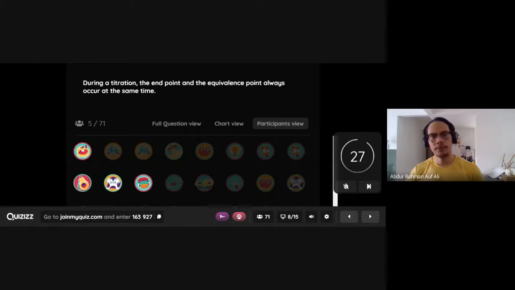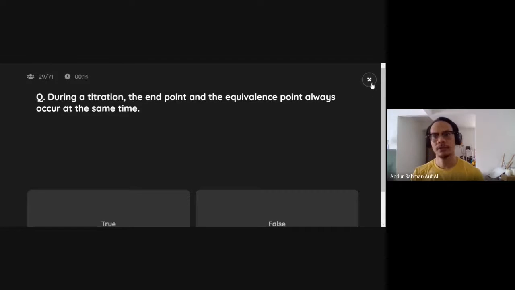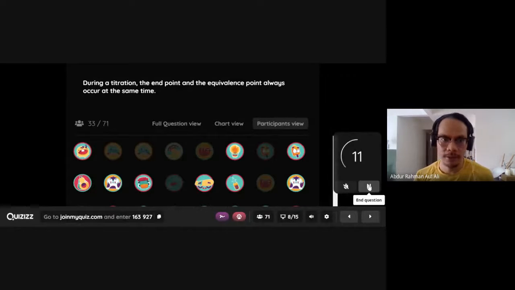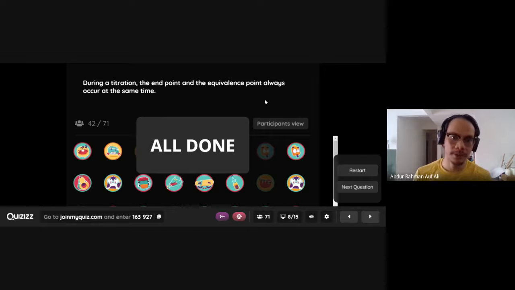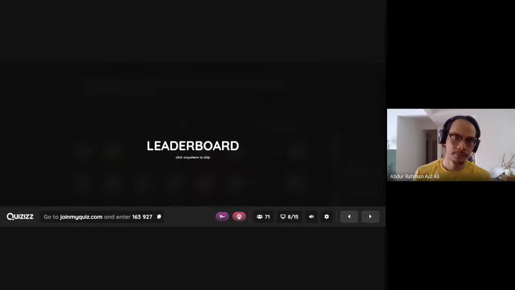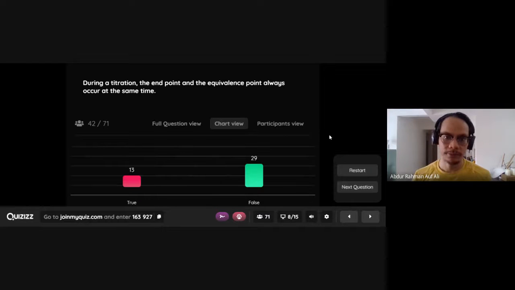During titration, the endpoint and the equivalence point always occur at the same time. So, ini macam soalan bocor, because tadi saya dah ulang 2-3 kali. True or false are the options. So, I end this now, because the answer is true. The endpoint and the equivalence point always occur at the same time. The endpoint is used to indicate the equivalence point. No, I think, sorry, this is a typo. The answer is true. It always happens at the same time.